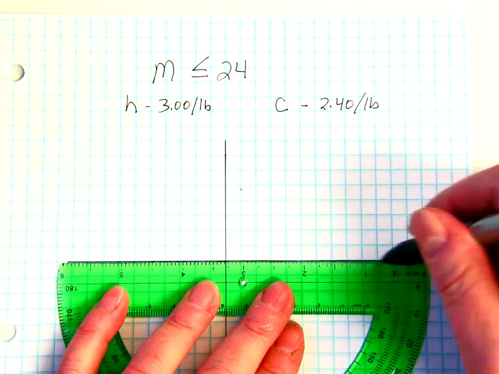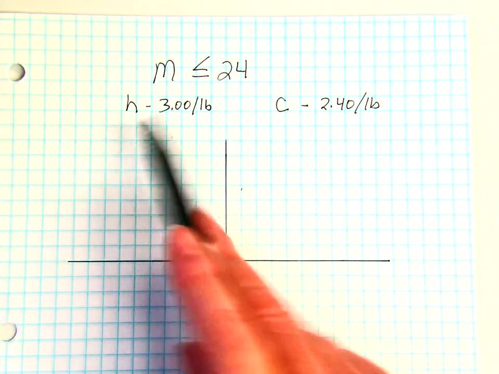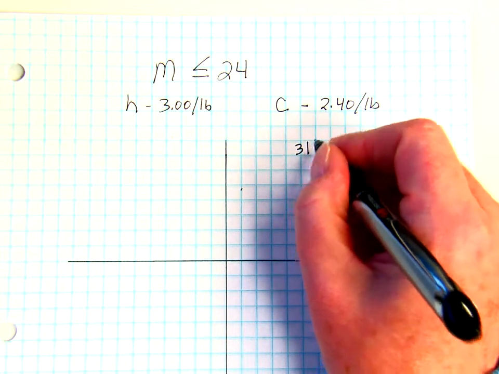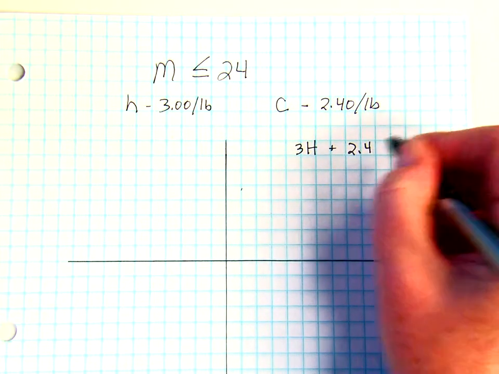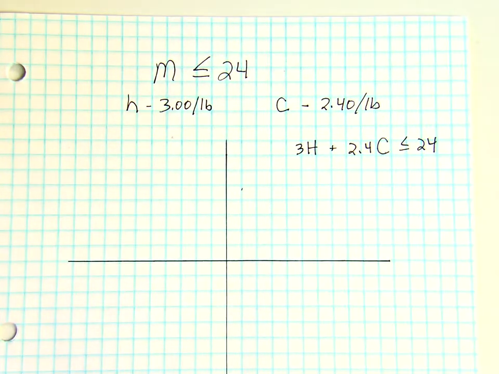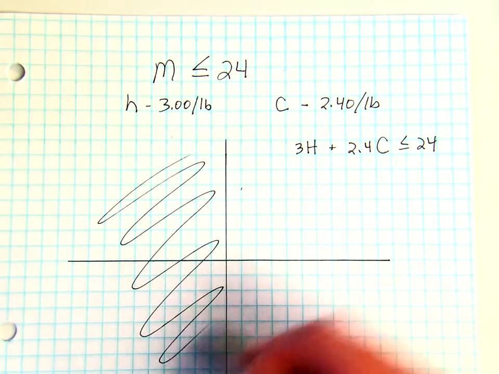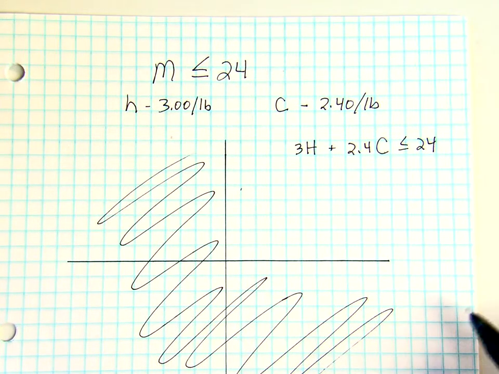and we know that our equation here is 3h plus 2.4c has to be less than or equal to 24. Now, I understand that what I have just done is not a proper standard form, but sometimes you just have to kind of let that go a little bit, okay? So, and I don't know why I did all of these quadrants, because none of these make any sense. It's only the one quadrant.